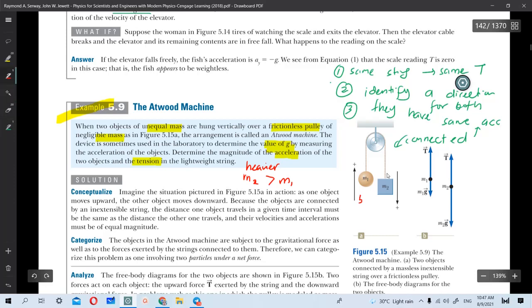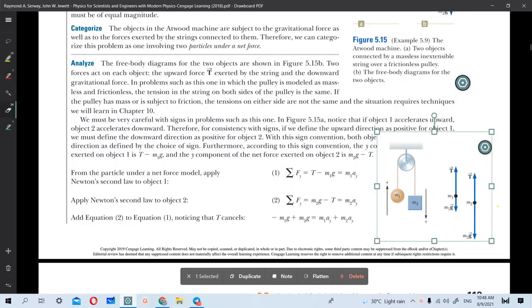So if this is 5 kg, then this is 10 kg. Then it makes sense that this M1 will accelerate upwards, while M2 will accelerate downwards. This is what is indicated by the two arrows here, positive and negative. Alright, the expression that we are going to get is by looking at each object.